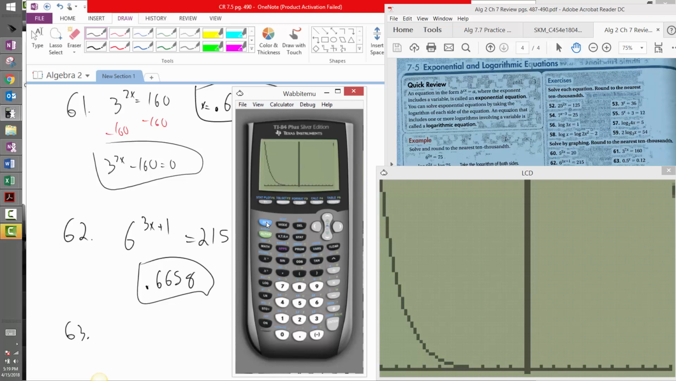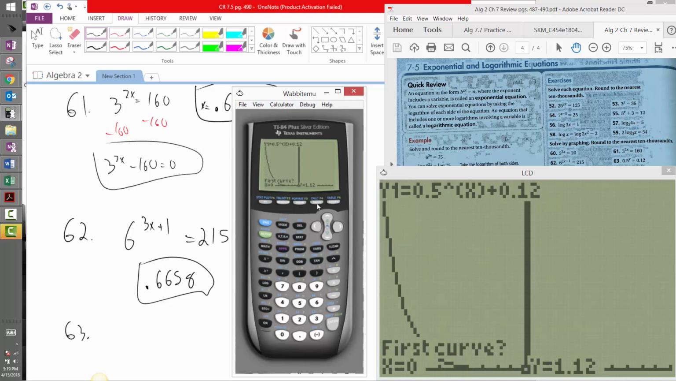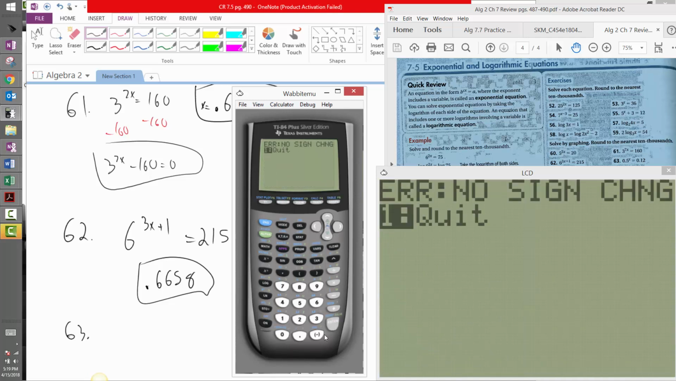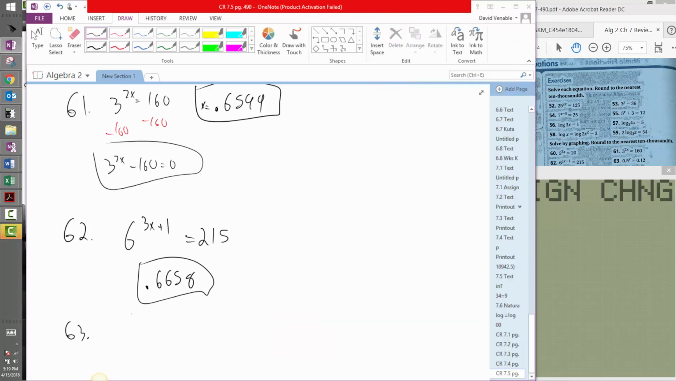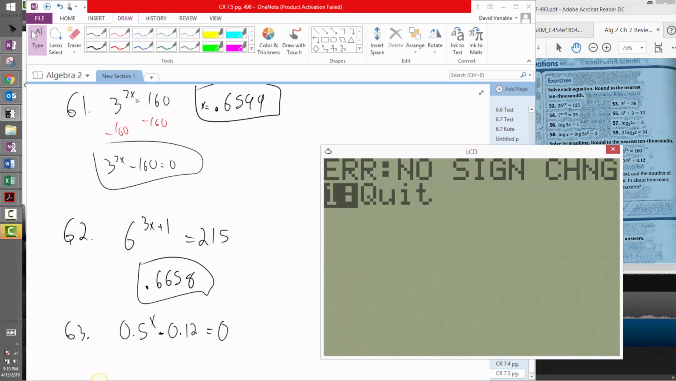Let me try it again. Second, calc, option 5, mash the intersect button, mash the enter button 3 times, and then boom, it still says no sign change. So here's what might be happening. There might just be no solution to this thing. Like it just might not have a solution because I have 0.5 to the x minus 0.12 equals 0. I'm pretty confident. I just really feel like that does have a solution.